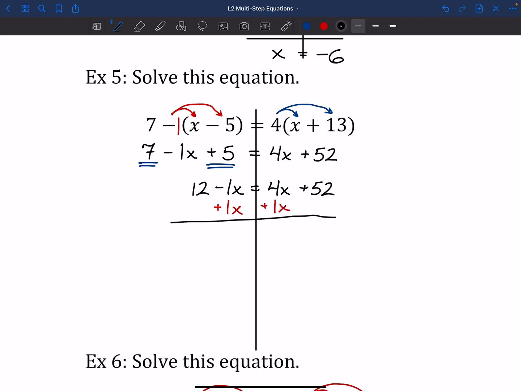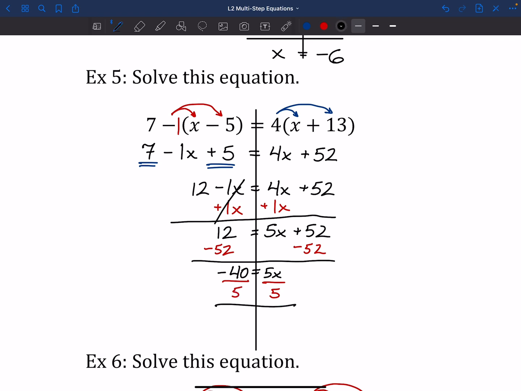All right, so we're going to have 12. The 1x's are gone. This is going to be 5x plus 52. All right. After that, again, all my x's are now on one side. I need to move the other numbers away, which means that 52 has got to go. All right, keeping on going. This is going to be negative 40 equals 5x. I then need to divide by 5 to get rid of that coefficient. And we're going to get that negative 8 is equal to x.